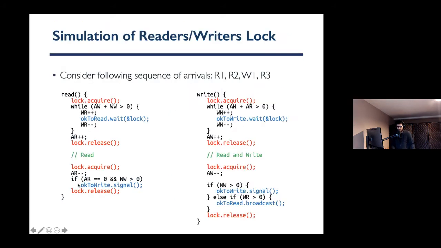Great. Now let's run this code with the following sequence. Let's say we have a reader 1, reader 2, writer 1, and then reader 3. Let's see what happens. This is the code.